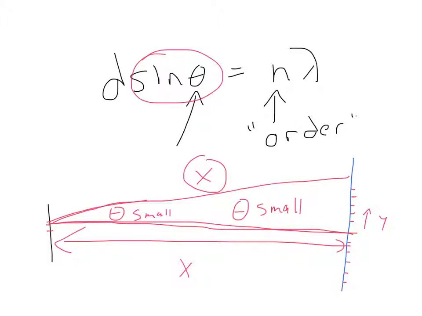Then we can say the sine of theta is equal to the opposite side divided by the hypotenuse, which I'll take to be x, for the reason I just mentioned. So if you plug that into here, it makes the expression much simpler. You don't have any angles to deal with. So it's going to be d times y divided by x equals n times the wavelength. I'll write that out here: d times sine theta, which is y over x, equals n times the wavelength.